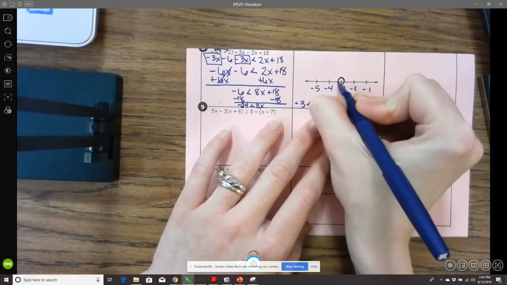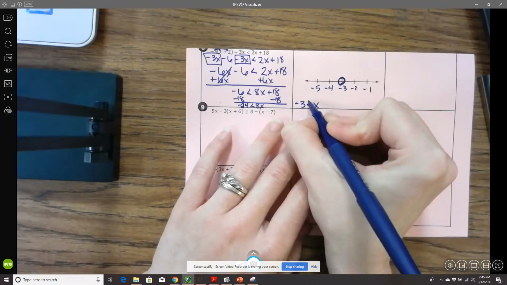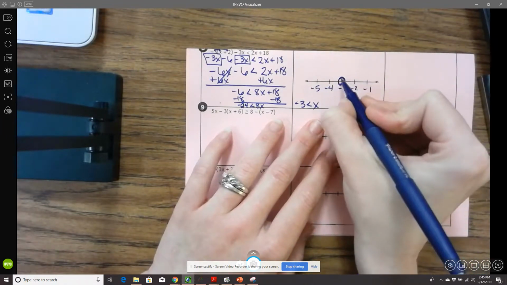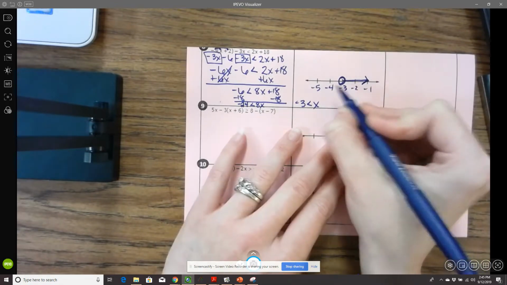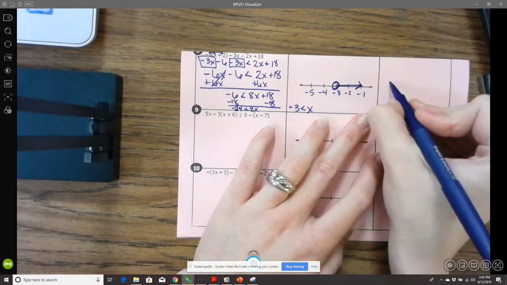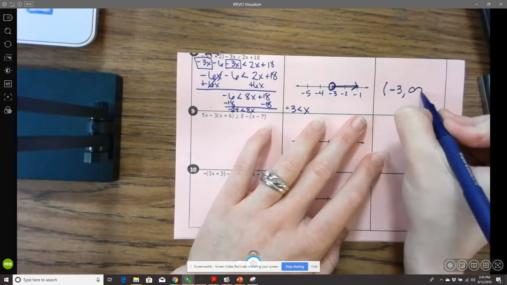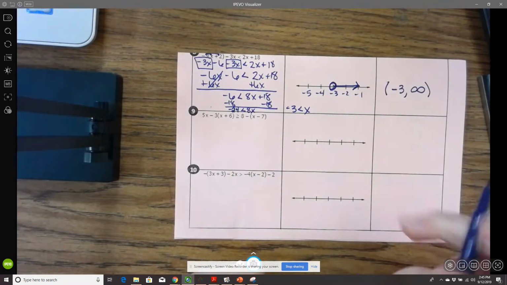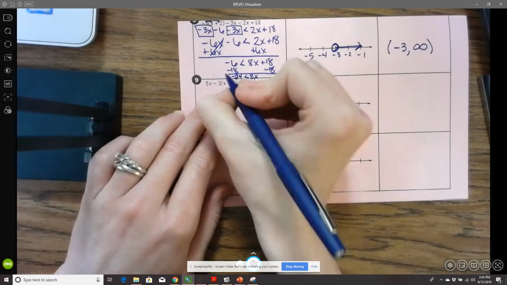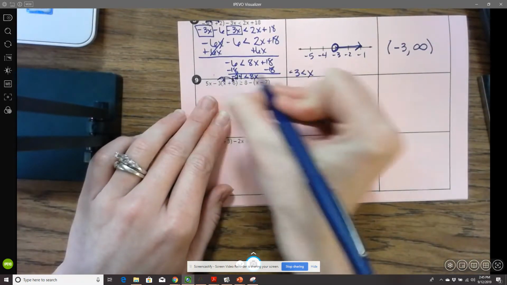So an open circle at negative 3. X is actually greater than negative 3. So my arrow is going to go in this direction. So I'm going towards infinity. So I'm going to start with my negative 3 this time. End on infinity.